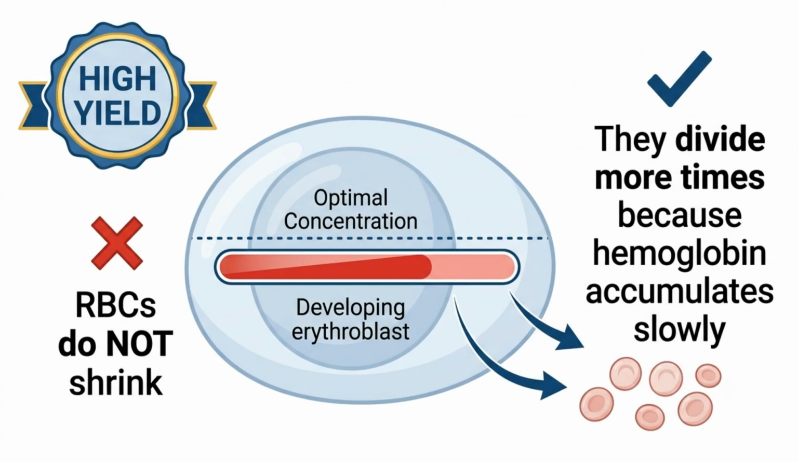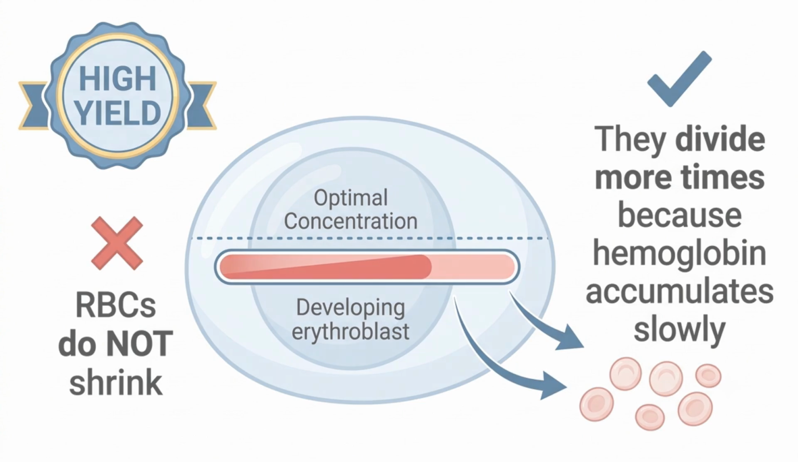This is one of the highest yield exam points. Iron deficiency does not cause mature red blood cells to shrink. Instead, it causes developing erythroblasts to undergo extra cell divisions before maturation because hemoglobin accumulates too slowly. If you remember this mechanism, you'll never have to memorize it again.